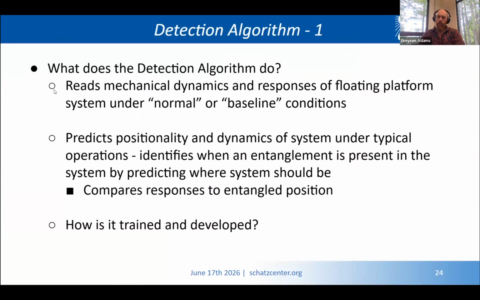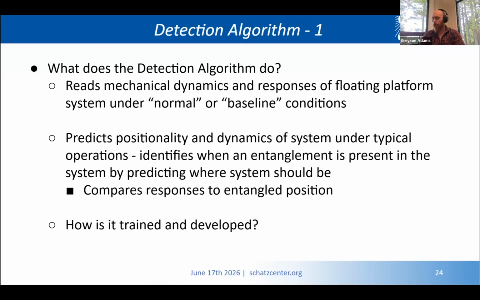So when I say detection algorithm, what does that really mean, and what does that do? Well, functionally, in a very simplified sense, what we're doing here is understanding the mechanics and the physics of the floating offshore wind system, and using that to train a detection algorithm that can understand the positionality and the typical operating characteristics of the system.